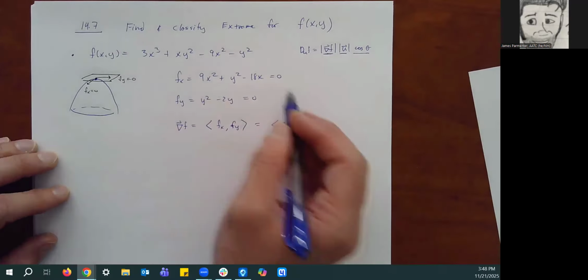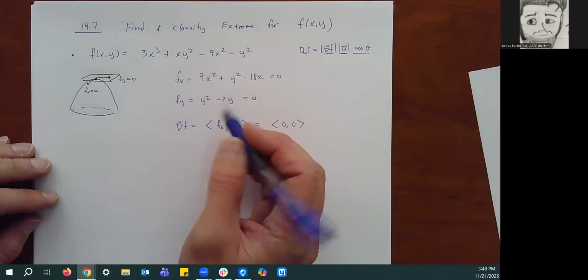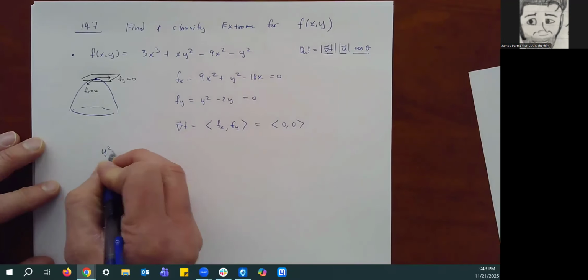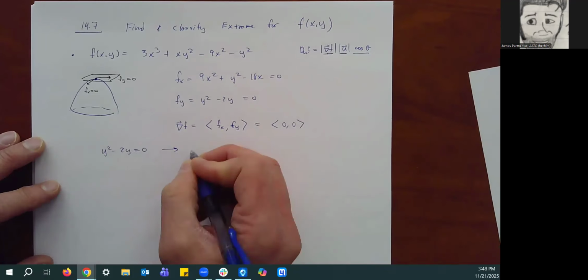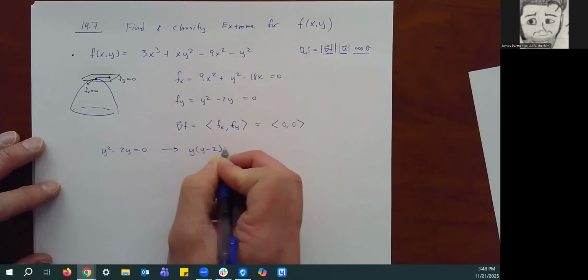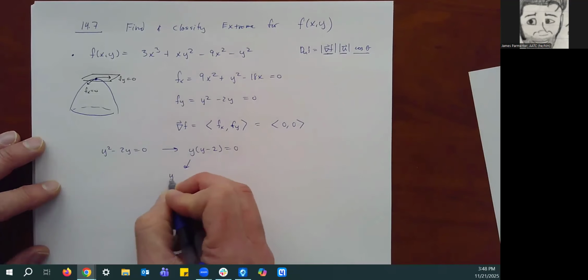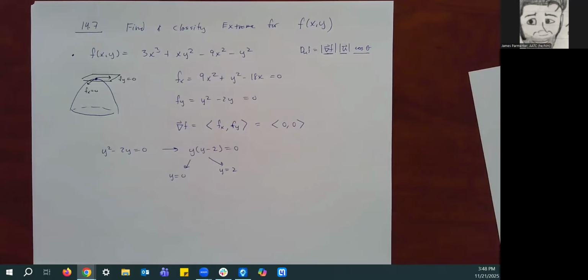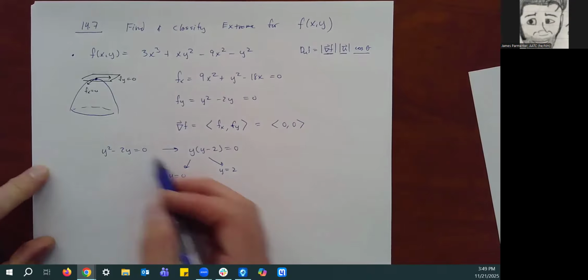So solving this system of 2 equations and 2 unknowns, my words of advice are look at the equation that looks easier to deal with first. To me, that seems like the second equation. If I look at the second equation, I'm setting y squared minus 2y equal to 0. I can factor out a y and get y times y minus 2 equal to 0. So I'm either getting y equal to 0 or y equal to 2. I should say I'm getting half of a critical point: something comma 0 and something comma 2. But I have to find the other coordinate as well.